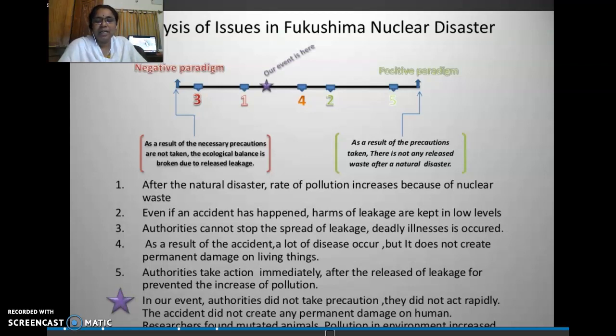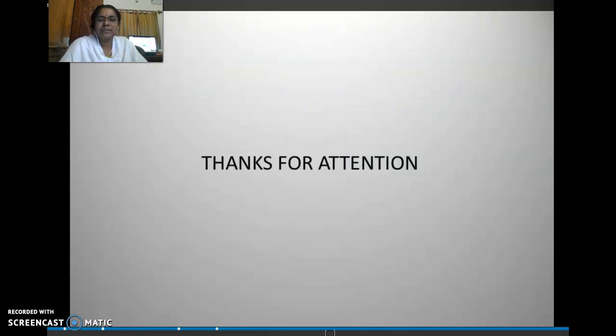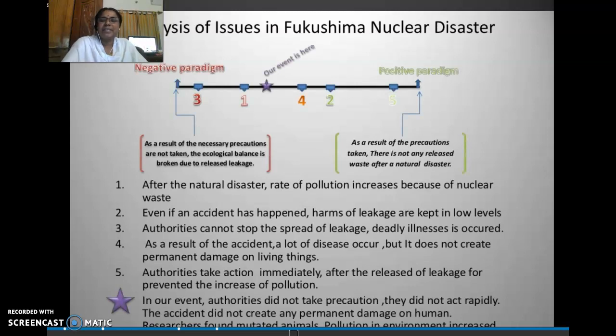But in our event, authorities did not take precautions. They did not act rapidly. The accident did not create any permanent damage on humans, but mutated animals were found and pollution in the environment increased. Right? So this is simply a case study of a nuclear disaster which happened in recent years.